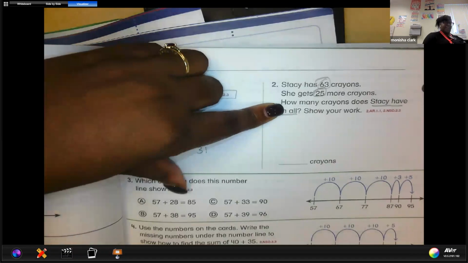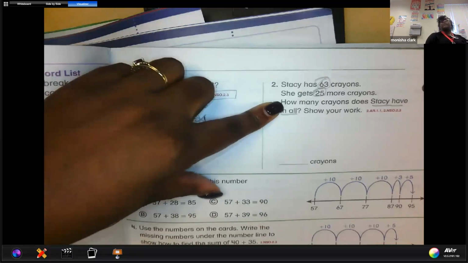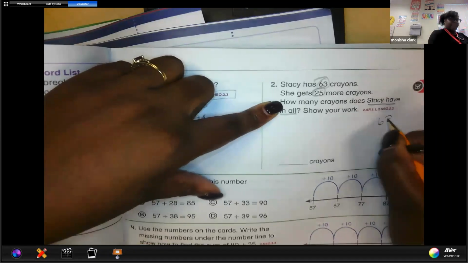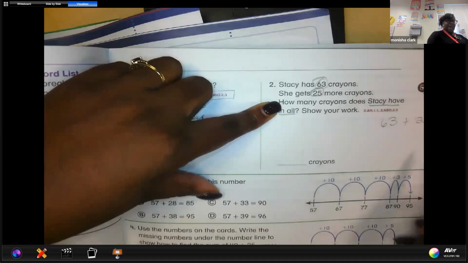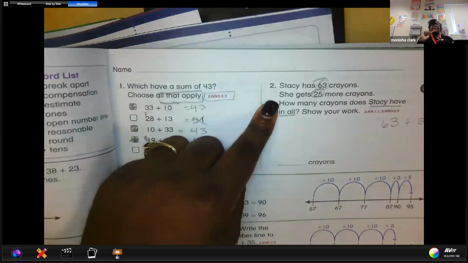So let's see here. Let's use compensation to add. Even though it does not ask us for a strategy, let's do that. We have 63 plus 25. I can see that 25 is 5 away from a 10. So let's move that. Now, here's my question before I do this. What's another strategy that I can use to add these besides compensation?